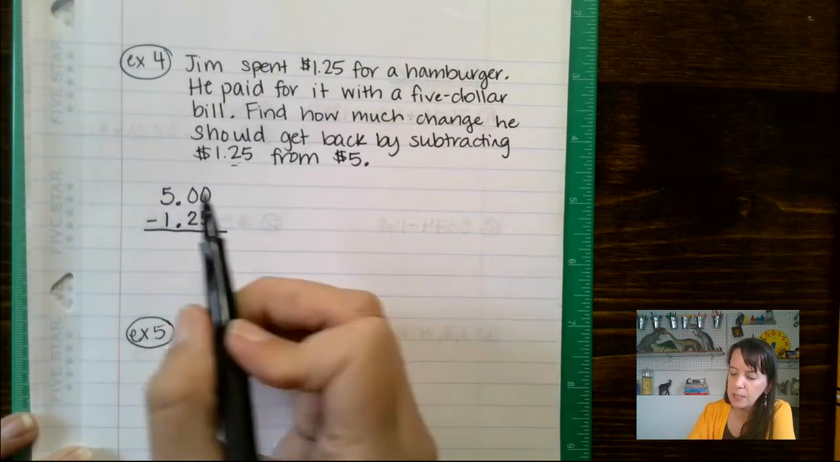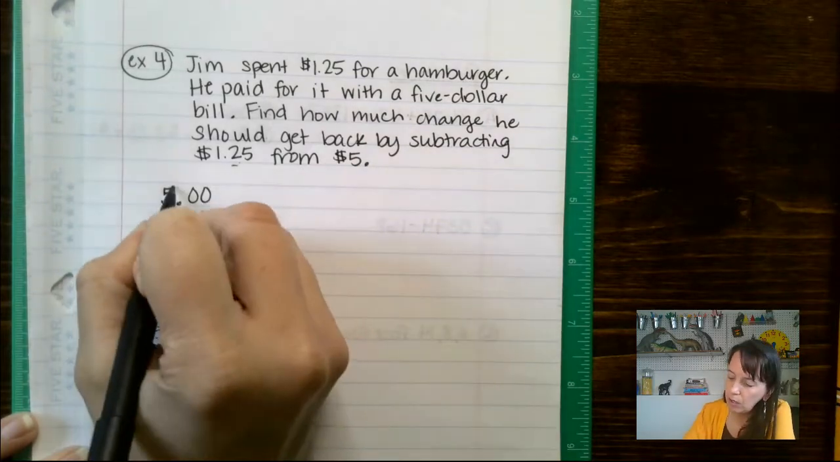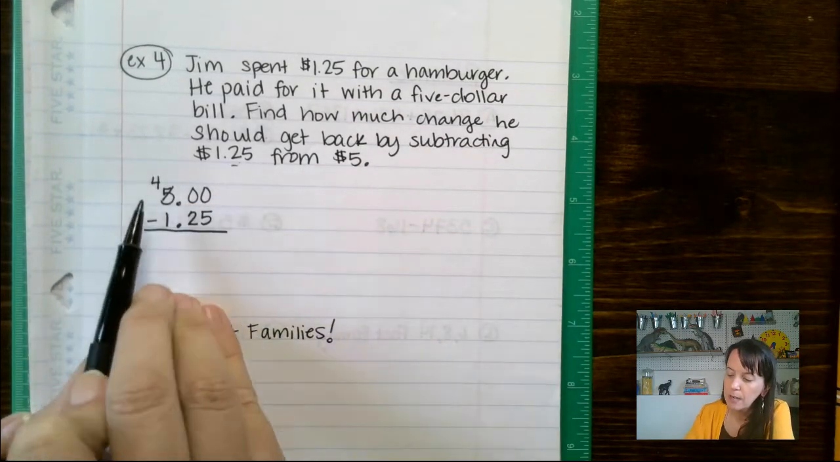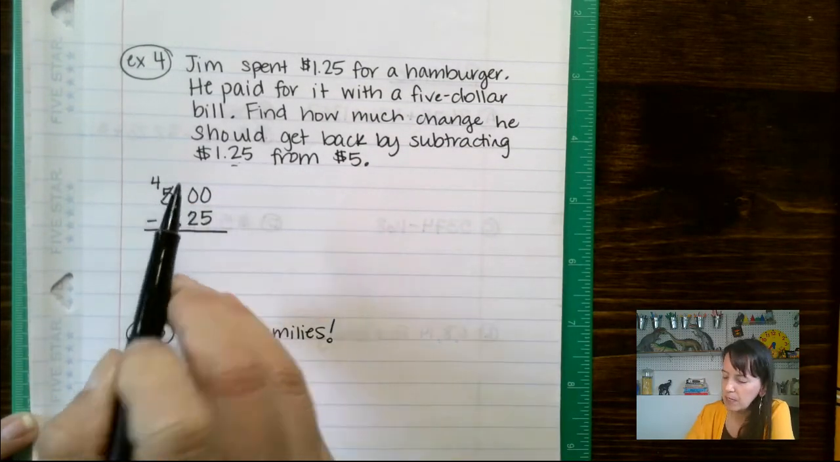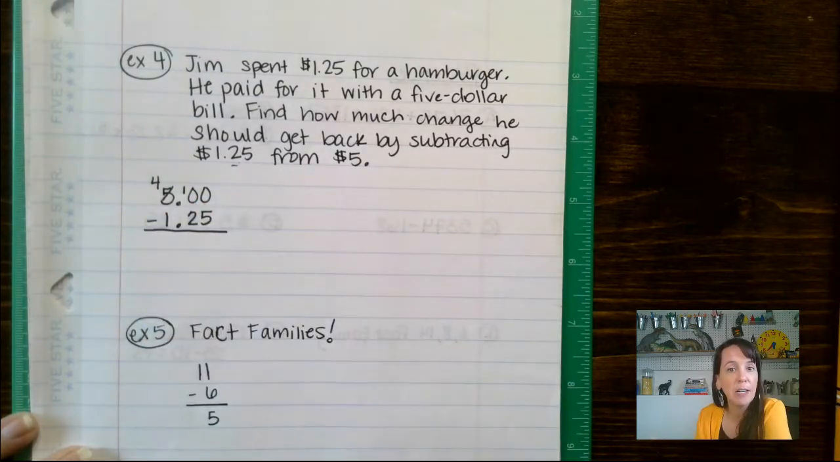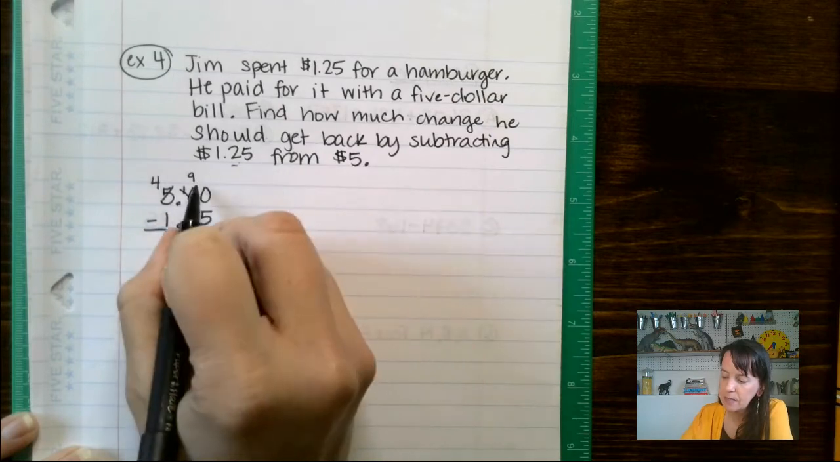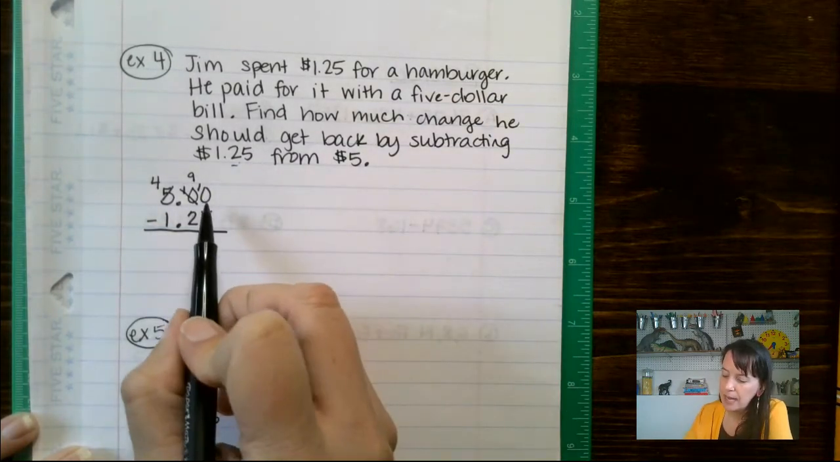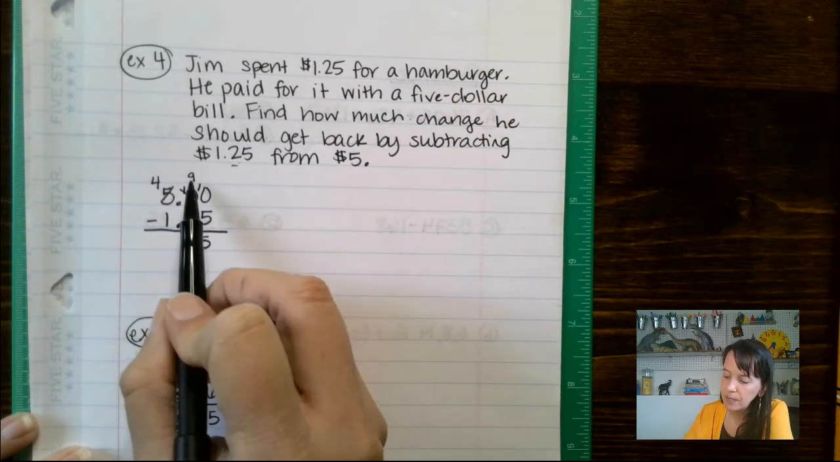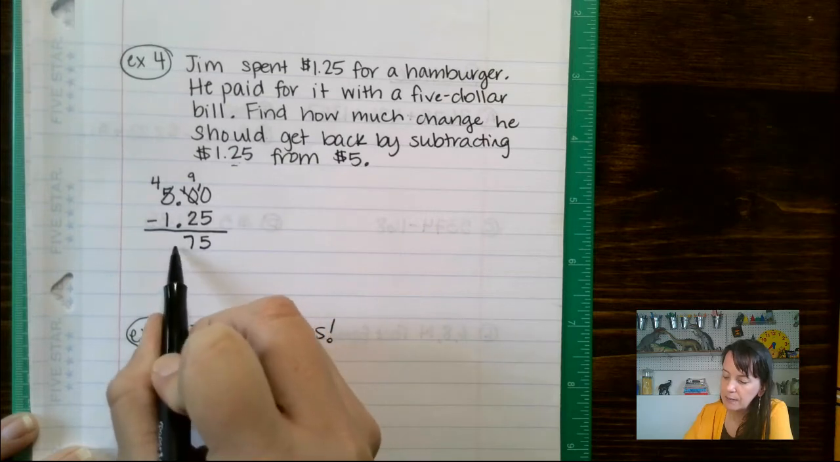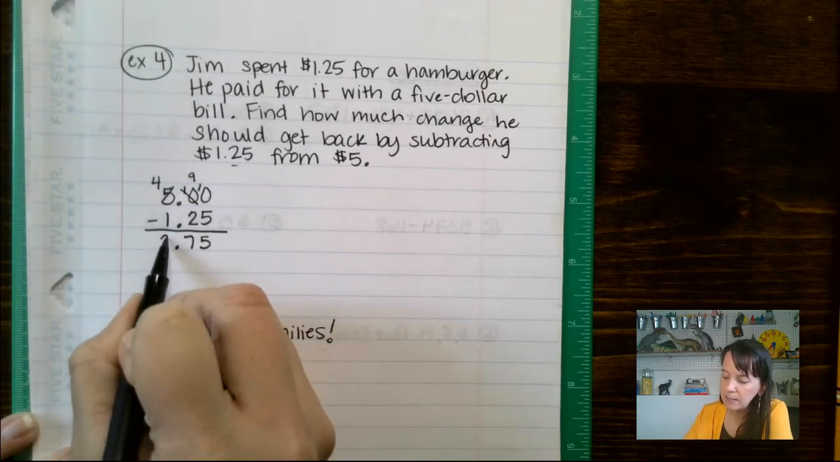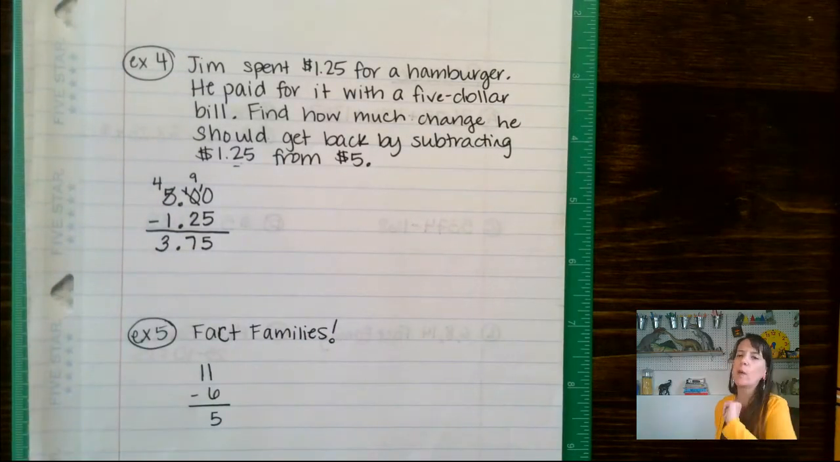Okay, here's the old way of doing this. 0 minus 5 I can't do. I can't borrow from 0, so I got to go all the way over here and make this a 4. If I borrow from here and make that a 4, this becomes now a 10. Now I'm ready to borrow. Cancel this guy out and make it a 9 and make this a 10. 10 minus 5 is going to give me 5. 9 minus 2 is going to give me 7. 4 minus 1 is going to give me 3. So that's the old school way of doing that.